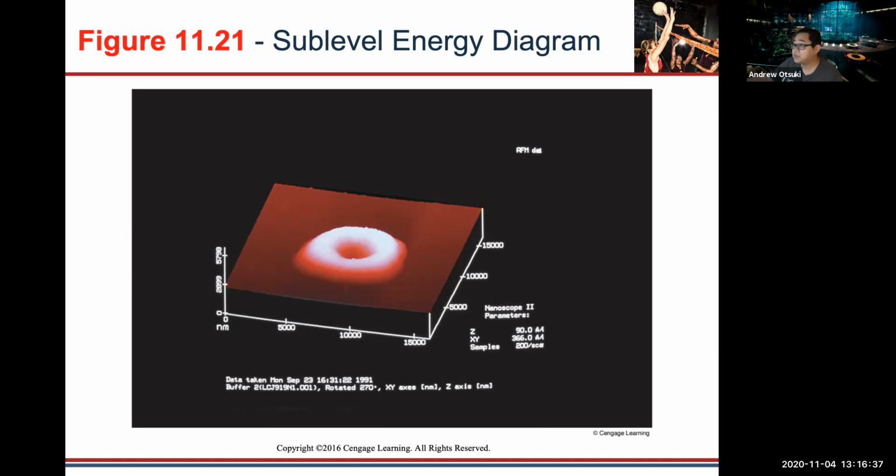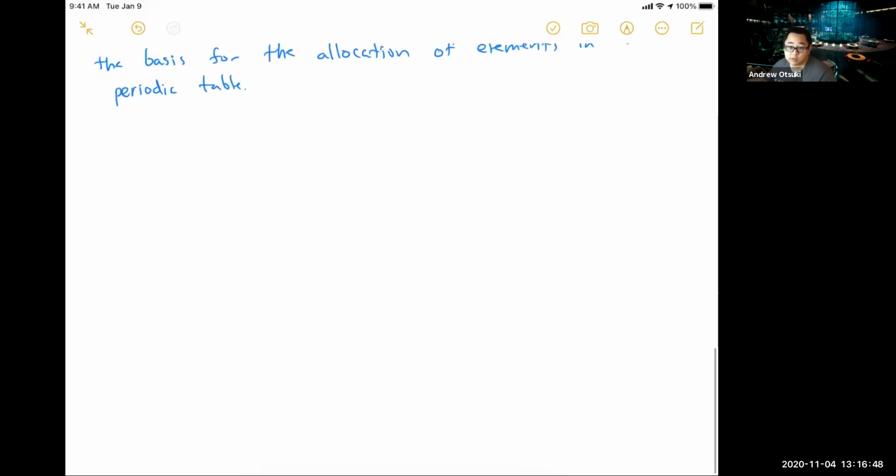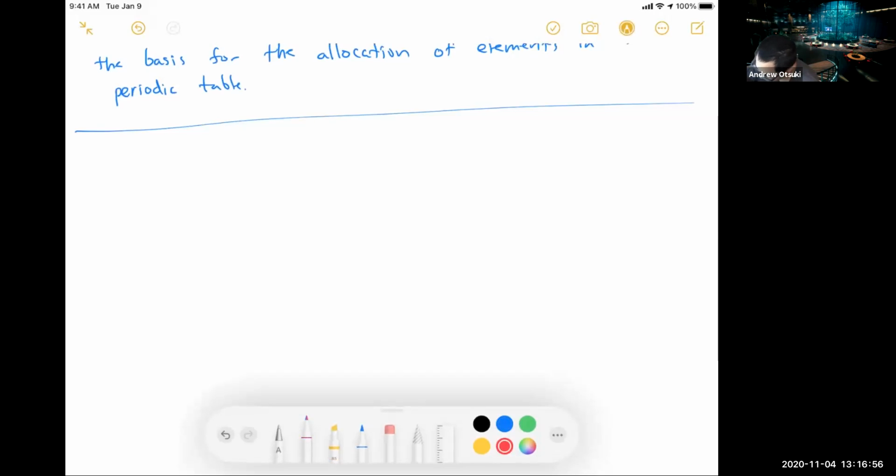Okay, so let's switch back to the iPad. So let's talk about electron configurations. What do these numbers mean? Okay, so we're going to go talk about that. Let's talk about electron configuration notation now. Let me just check the time here. 55 more minutes, so let's keep going.